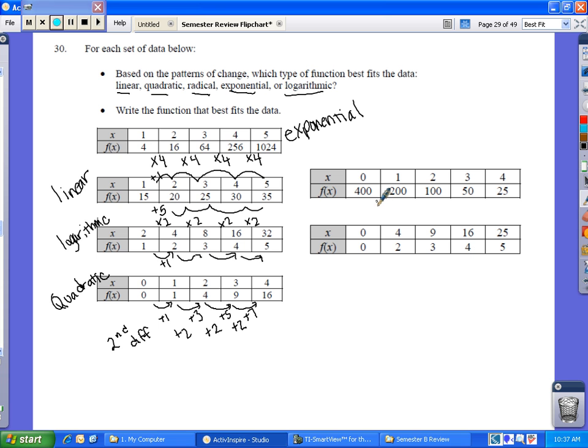For the next one, I can see that I'm dividing by 2 each time, which does indicate that this is an exponential function since I'm dividing. It's the same as when you're multiplying, so this again is an exponential. It's just an exponential with a growth rate of 1/2.